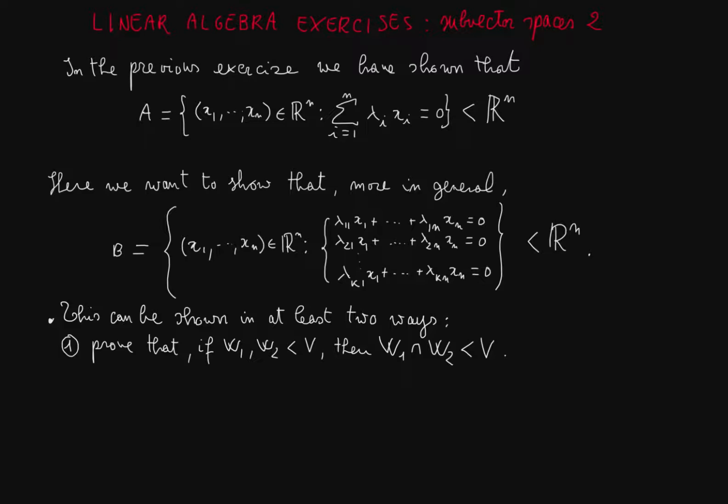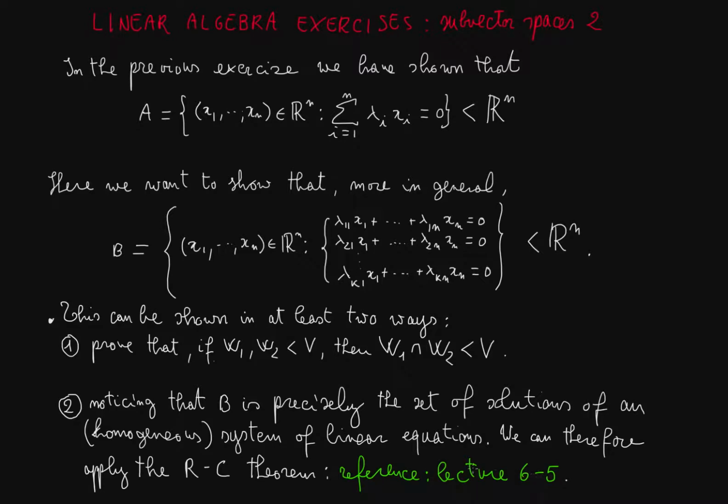We are not going to follow this path. We are going to use another argument, from lecture 6.5, where we have stated the Rouché-Capelli theorem regarding the set of solutions of systems of linear equations. Why is that? If you look carefully at B, B is precisely the set of solutions of a homogeneous system of linear equations. You see, here all these k linear conditions on the x_i's constitute a system of linear equations.